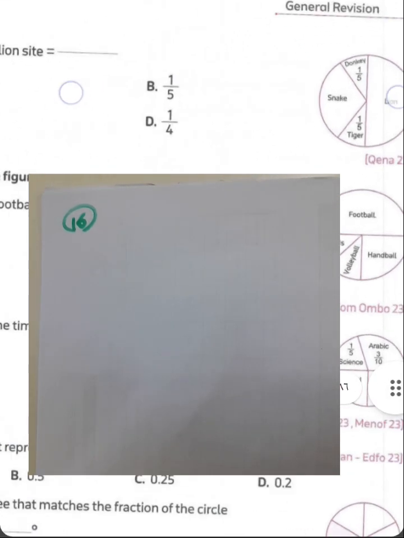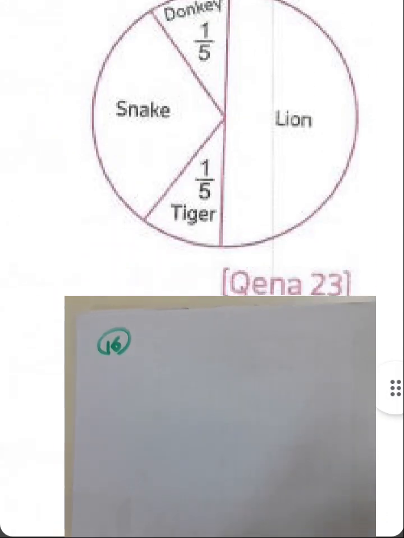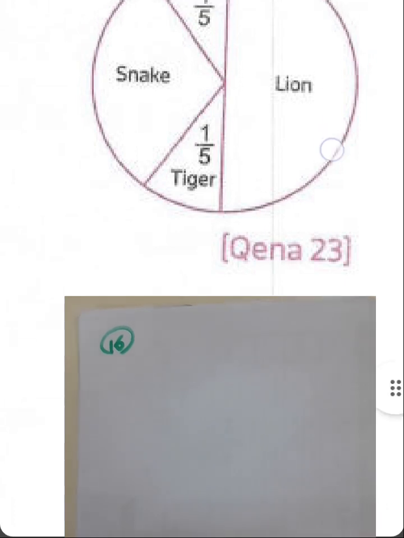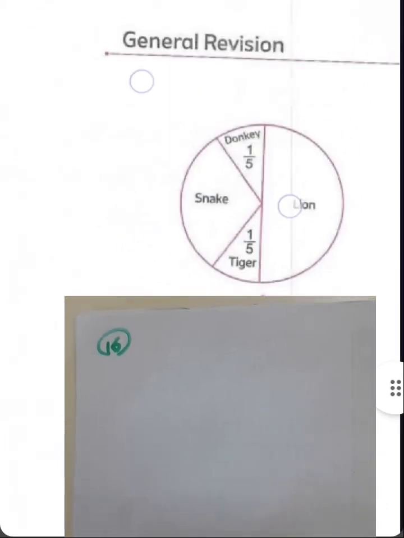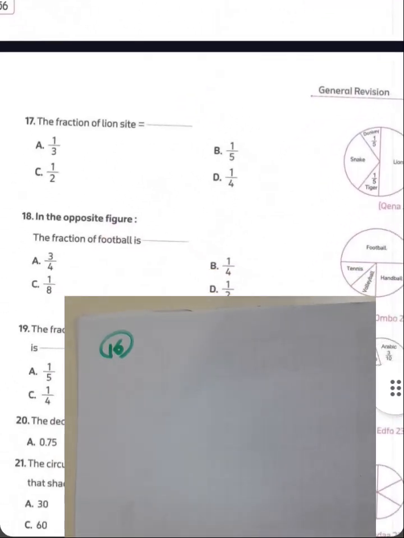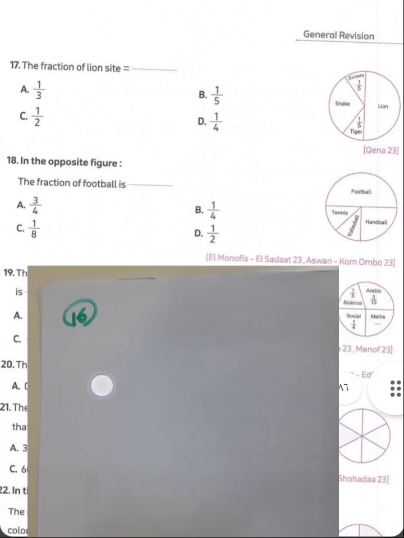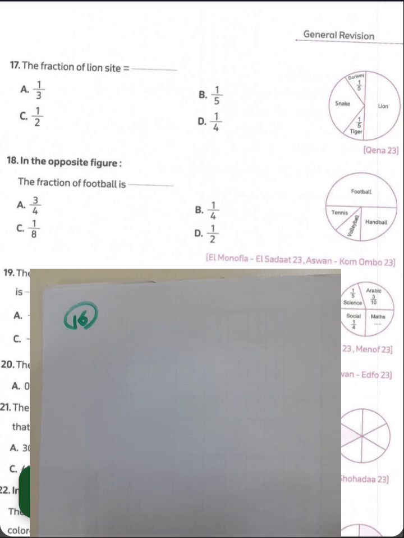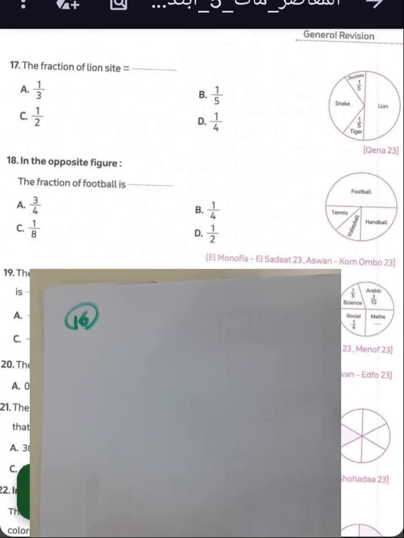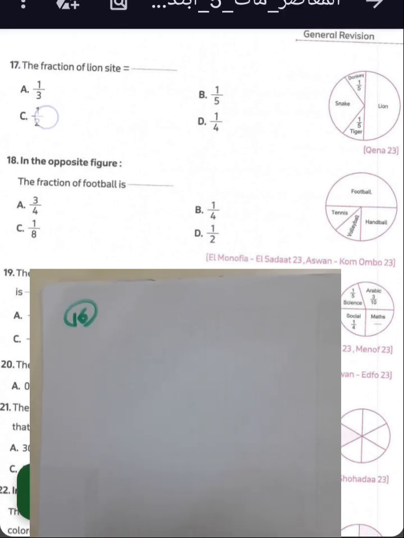Question 17. The fraction of lion here. Okay, we have lion. You want to find the fraction of lion. We can find it: he colored half of a circle. Then the result will be half. Letter C for question 17. Next, question 18, the opposite figure. The fraction of football will be what? Football will be half. So choose letter D for question 18.